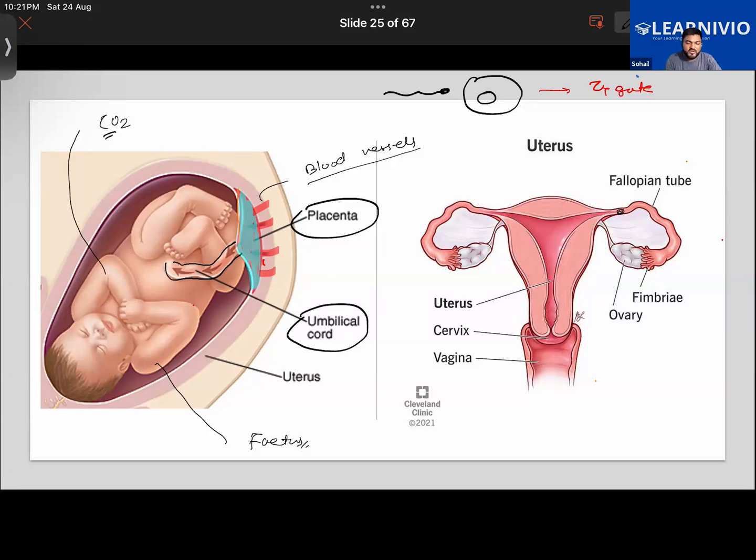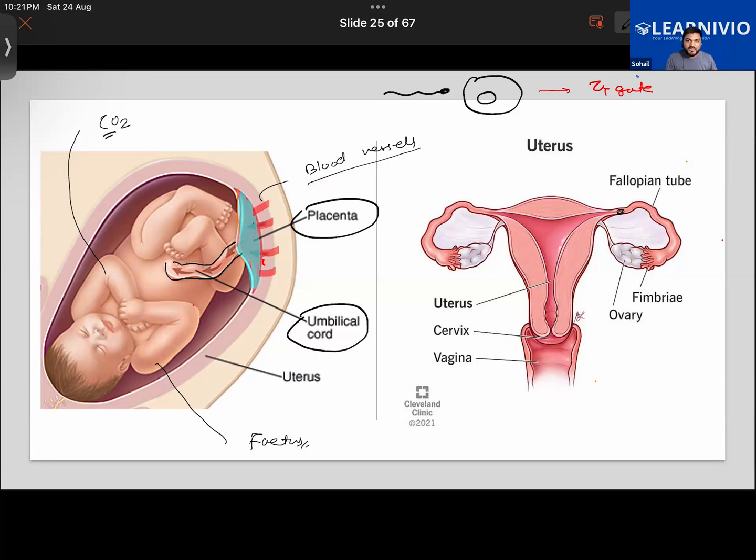So for babies, different kinds of waste products, for example carbon dioxide, will be sent to the mother's blood through the umbilical cord. First it will go into the umbilical cord, then into the placenta, and then into the blood vessels. The blood vessel will then go into the body of the mother. So that is how it takes place.